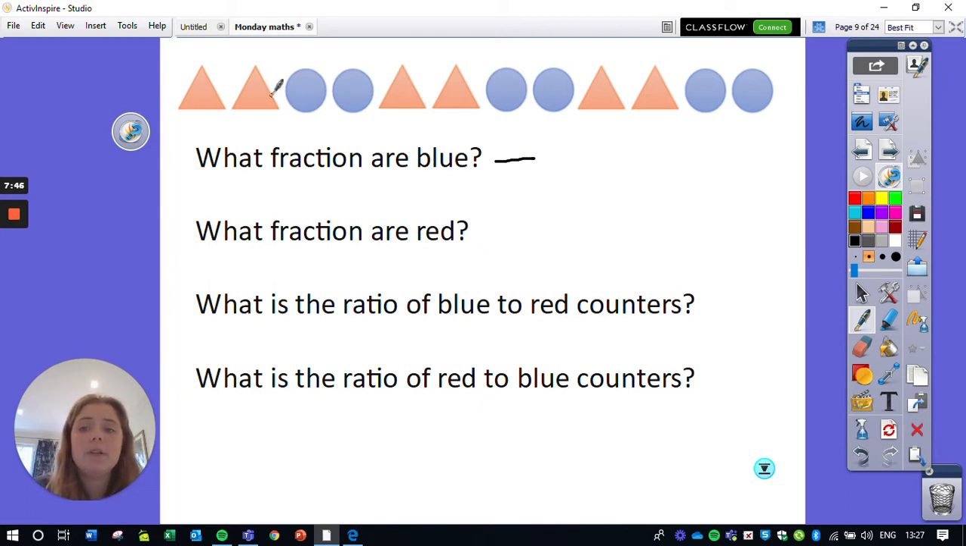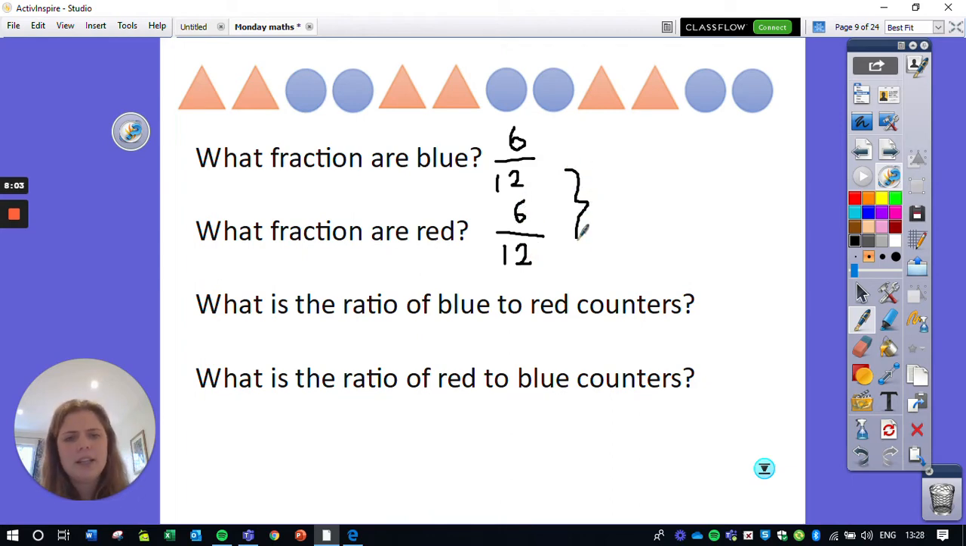The denominator will be 1, 2, 3, 4, 5, 6, 7, 8, 9, 10, 11, 12. How many of them are blue? 1, 2, 3, 4, 5, 6. 6/12 are blue. How many 12ths will be red then? If 6/12 are blue, how many are red? Well done if you're thinking 6.